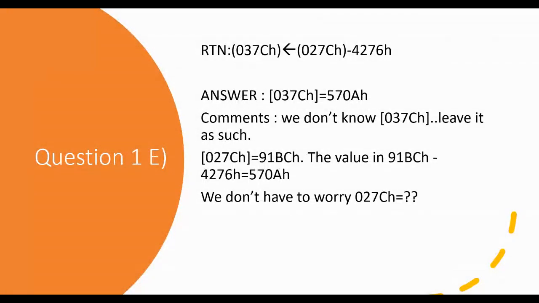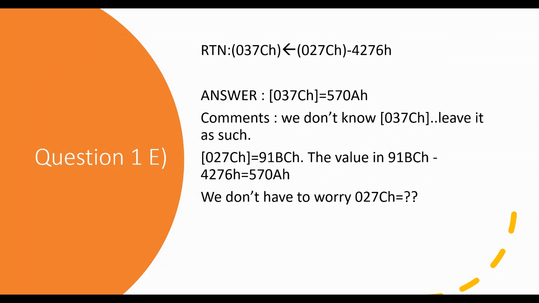All right, final question. Is it a final question? We have a final question. Register transfer notation for 037C. What's in this content? We do not care. What's the value here? We do not care. But whatever is in this content, you have to do a calculation. So the content in 027C is 91BC. So 16-bit 91BC minus 4276. The value 91BC minus 4276 equals 570A.